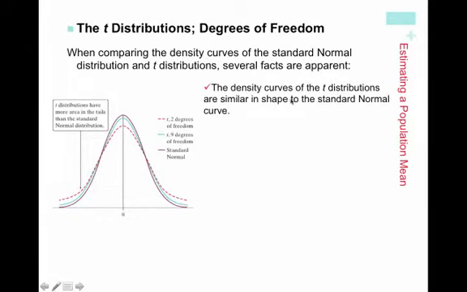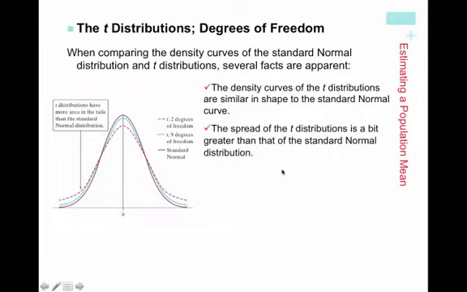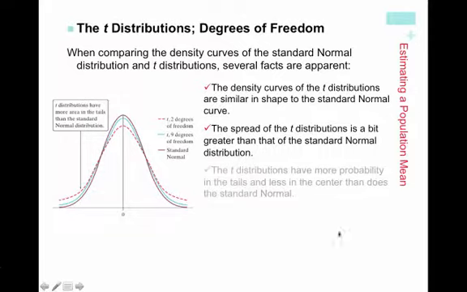As we change our degrees of freedom, the dashed one is 2 degrees of freedom, the blue one is 9 degrees of freedom, the purple one is our standard normal distribution. They're similar in shape, but the spread is different. We get more stuff out here in the tails. The spread of the t distributions is bigger than the standard normal distribution.